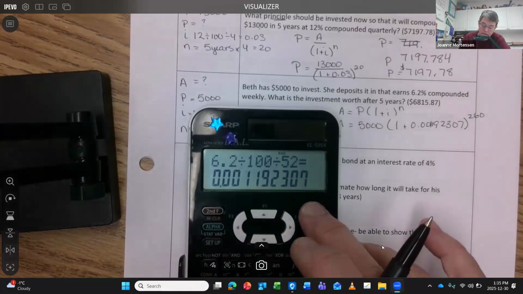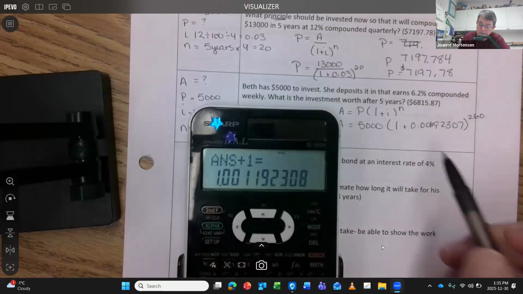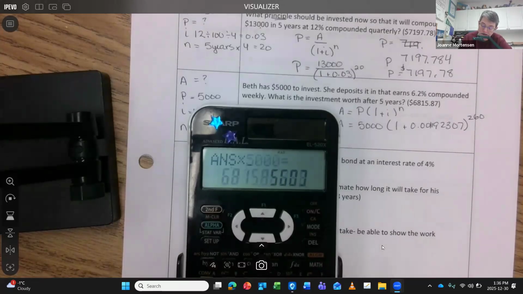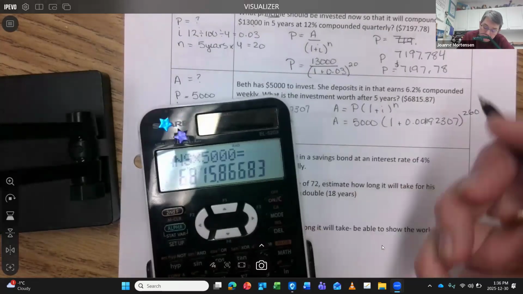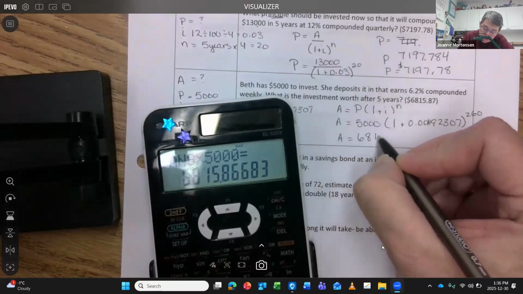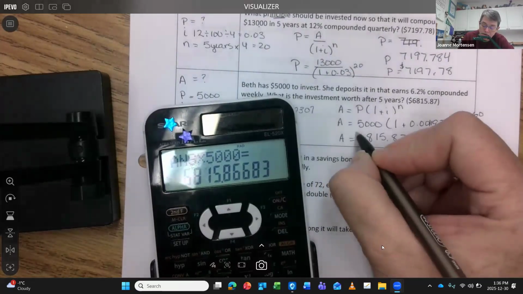So I'm going to finish it because I'm here. I'm going to add 1. That gives me this part. And then I'm going to do exponent 260. And then I'm going to multiply it by 5,000. And look at that. A is equal to 6815.87. I'm rounding because that took me way too long to go.